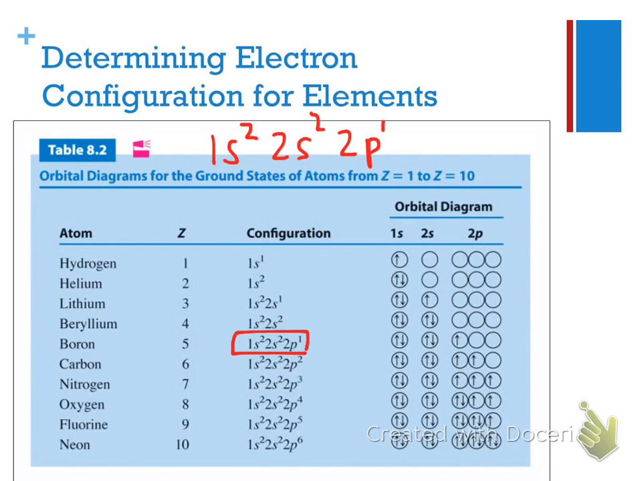When we get down to the bottom, it's going to be much bigger. And look at our pathway that I handed out to you. We filled the 1s orbitals first, then we filled the 2s orbitals, then we filled the 2p orbitals. We've only got 1 electron in that 2p orbital. That's why we give it a 1.